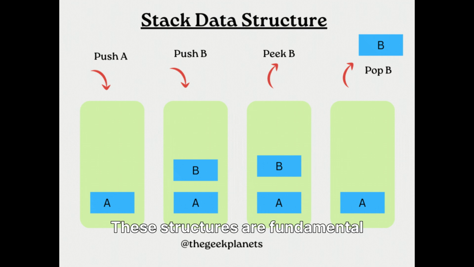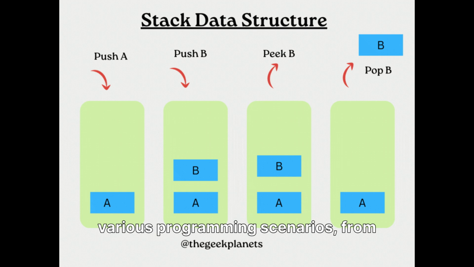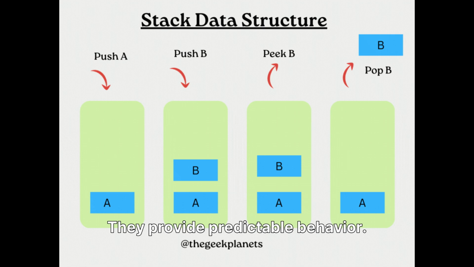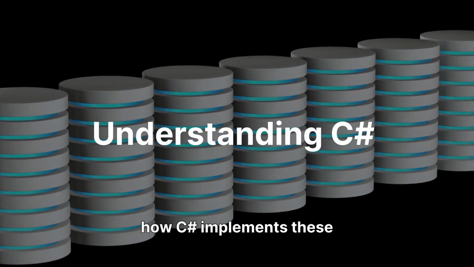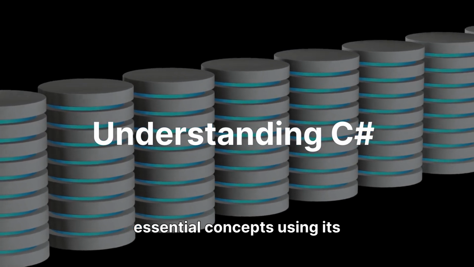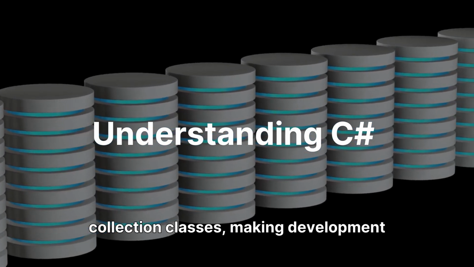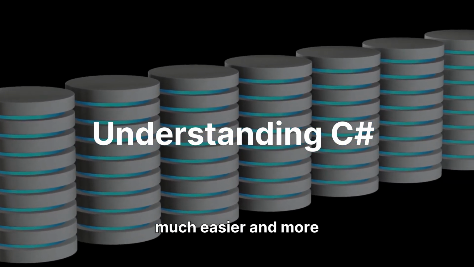These structures are fundamental for managing data flow and processing order in various programming scenarios, from simple applications to complex systems. They provide predictable behavior. Now, let's dive into how C# implements these essential concepts using its powerful and convenient built-in collection classes, making development much easier and more efficient.